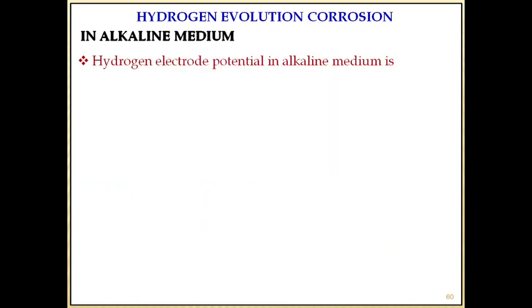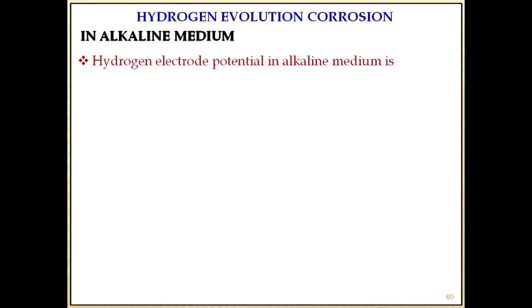Now let's have a look at the hydrogen evolution corrosion in alkaline medium. We have studied the dependence of electrode potential of hydrogen with pH. When the pH changes, the hydrogen electrode potential changes. The equation is E of hydrogen electrode is equal to minus 0.0591 into pH. In alkaline medium, you can consider the pH as 14.